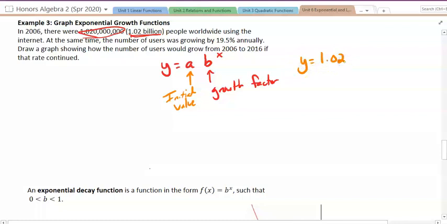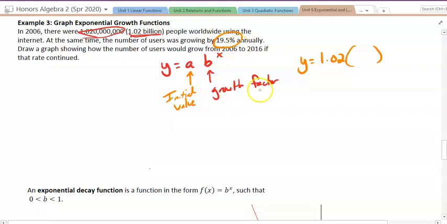And again, I'm scaling this down so I'm not having to write 1,020,000,000 and all those zeros, right? Now, what is my growth factor? If this had no growth, if today 1.02 billion had internet and nobody else gets internet, I would multiply this by 1, because it would never grow. But this has to be greater than 1, because my growth rate is 19.5%.